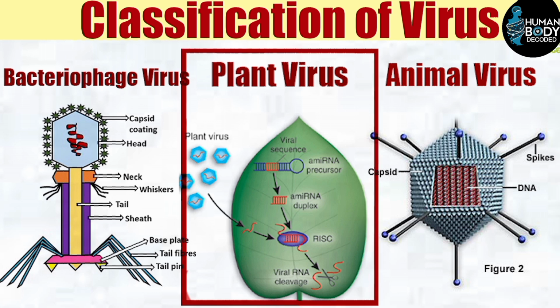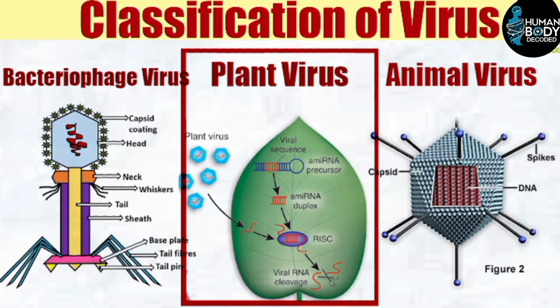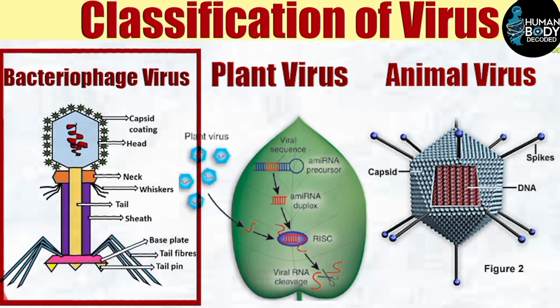The second type of virus is plant viruses. Plant viruses spread diseases in plants. If we talk about their examples, they are potato virus and tobacco mosaic virus. The third type of virus is bacteriophage, viruses that spread diseases in bacteria. If we talk about their examples, they are DNA viruses and RNA viruses.